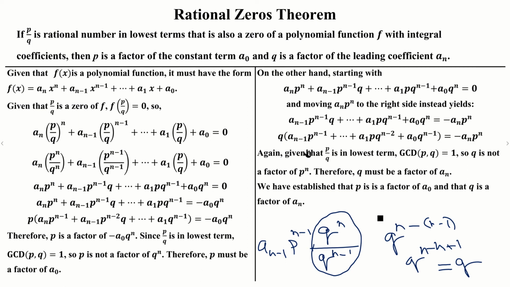Now, that tells you that q is going to be a factor of what? This expression on the right, right? And again, given that p over q is in lowest terms, the greatest common divisor of p and q is going to be 1. So q is not a factor of the p to the n part, right? The only thing it can be a factor of is what? an. So now we've established that p is a factor of a0 and q is a factor of an.